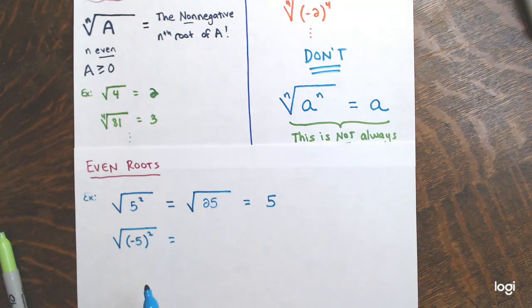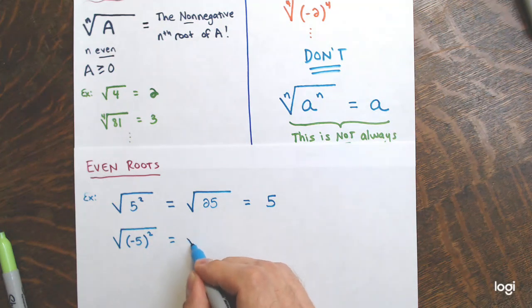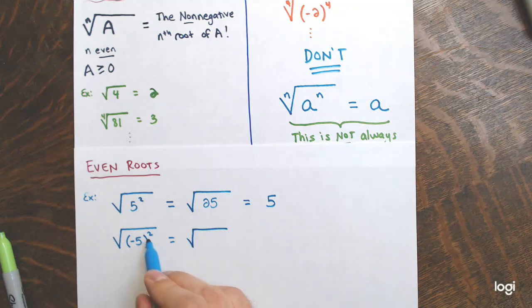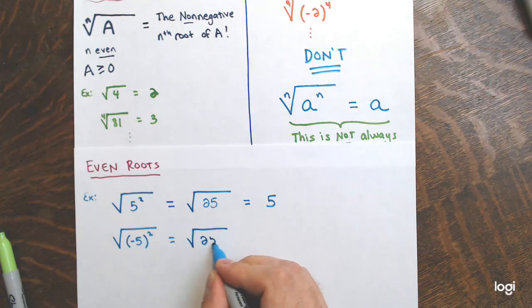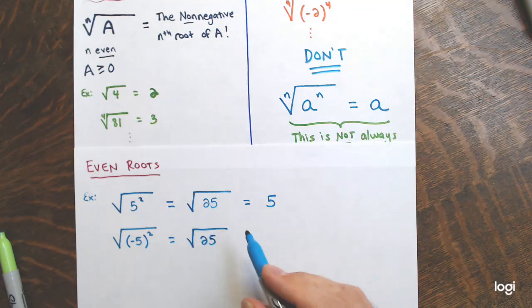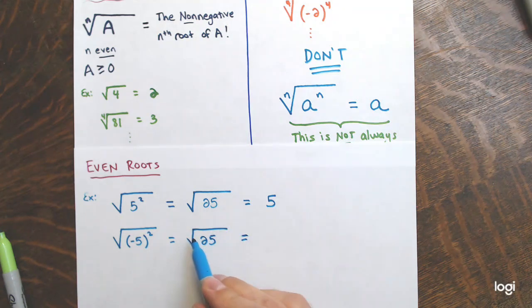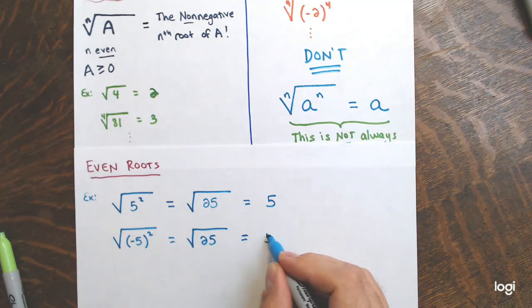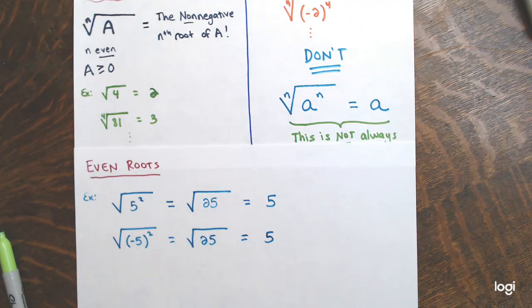This is not negative 5. Again, just think about what negative 5 squared is. That's negative 5 times negative 5, which is positive 25. A negative times a negative is a positive. And I get exactly the same thing as I did up here. And I see this symbol. What is the non-negative square root of 25? That'd be positive 5.